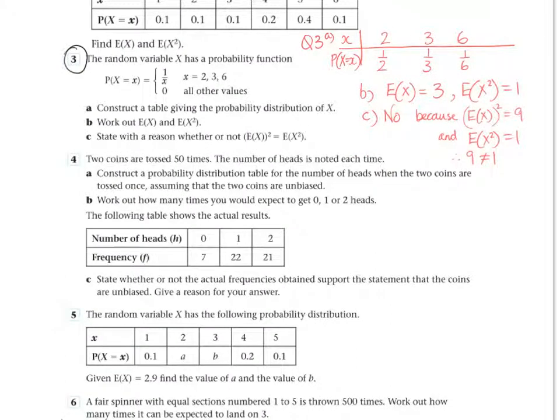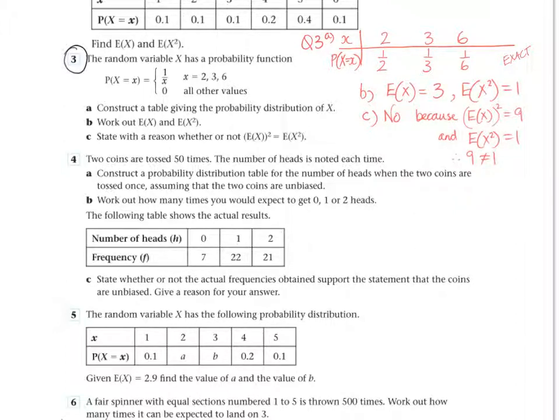So the solution we're looking for in question 3: we've got the probability distribution, so it's just 1 over x, whatever value x is, and I've left it as fractions. We should always have exact values where possible. You can have exact decimals, but it's better to use fractions, as a sixth and a third cannot be expressed exactly. Part B, working out E of x is 3 and E of x squared is 1.